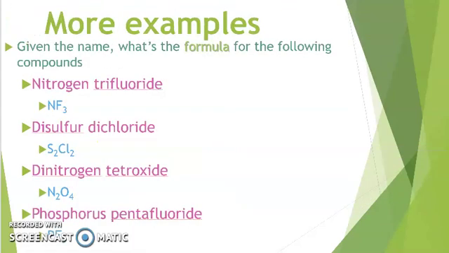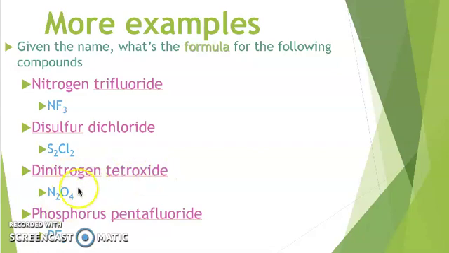So looking at the names, we're going to try to write our formulas here. Nitrogen trifluoride. There's no prefix on this nitrogen, so I'm assuming there's just one of them because it didn't specify. So I have nitrogen, which is N, tri, which is 3 fluorines, so NF3. Disulfur dichloride, so I'm going to have 2 of each. Sulfur is S, so I have S2. Chlorine is Cl, Cl2.